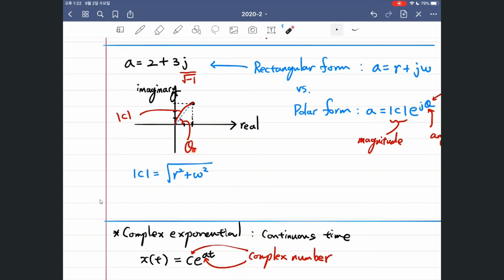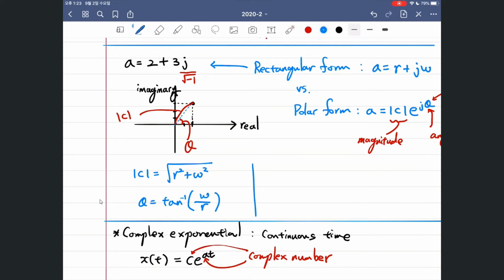And also, tangent of theta can be expressed as omega divided by R. Therefore, theta is arctangent of omega over R. Okay, so we can express it like this.